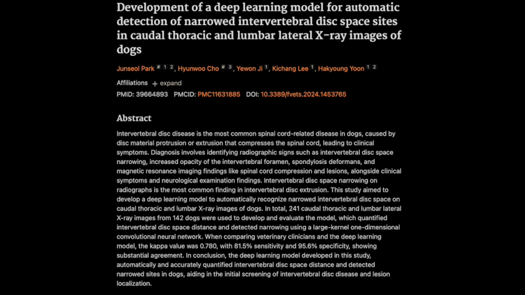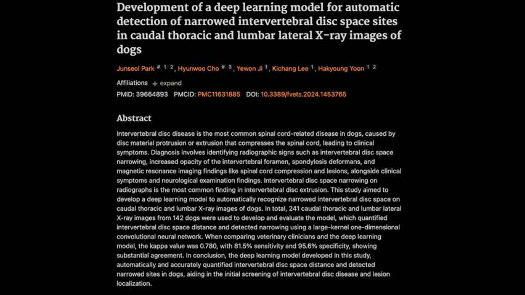Well, they used a data set of 241 X-ray images from 142 dogs. And to train the model, a team of veterinary clinicians carefully labeled each image. They identified the vertebral bodies and then marked each intervertebral disc space as either normal or narrowed. This process is called manual segmentation, and it's the foundation for supervised machine learning. It's like showing the model a bunch of labeled examples so it can start to understand the patterns and make its own predictions.